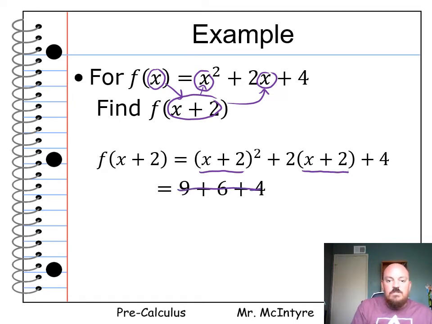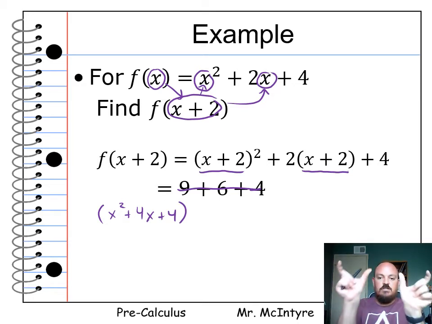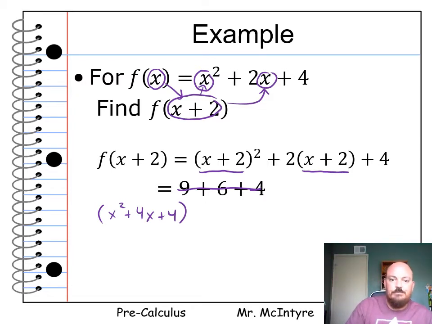So the x plus 2 squared ends up being x squared plus 4x plus 4. And that's from foiling a binomial. Remember, you don't forget that middle term. Sometimes people just square the x and square the 2 and they think it's x squared plus 4. It's actually x plus 2 times x plus 2 and you get that middle term. And then on the second one, if I distribute the 2, I get 2x plus 4. And then I still have that extra plus 4 on the end.